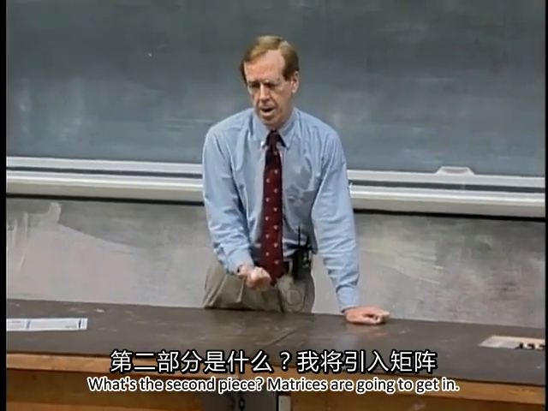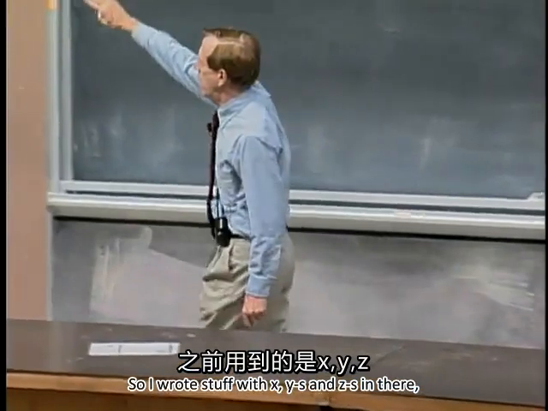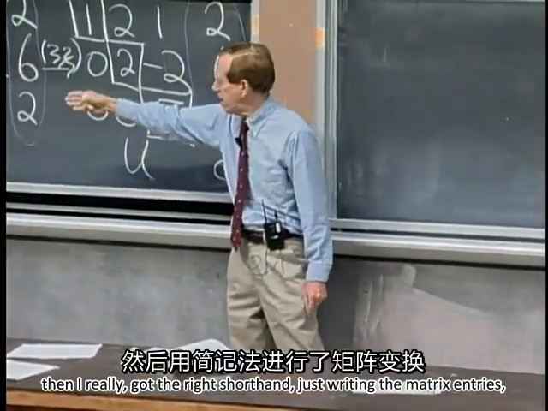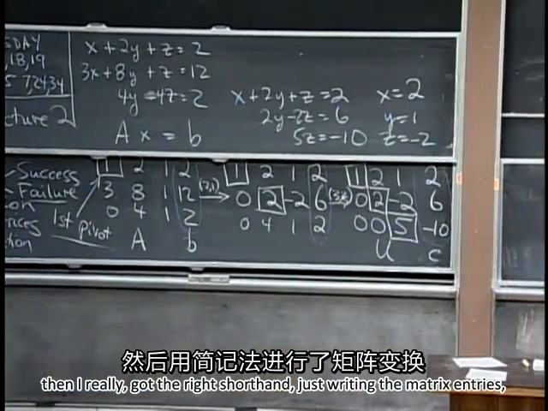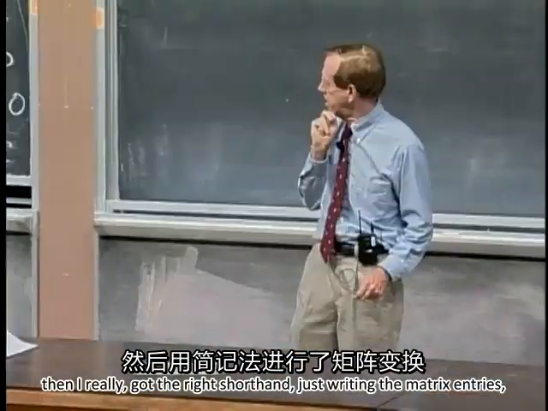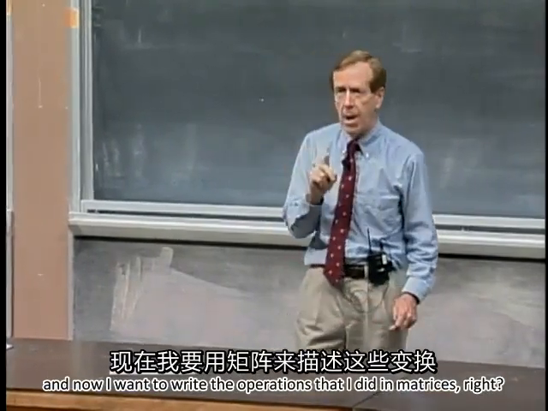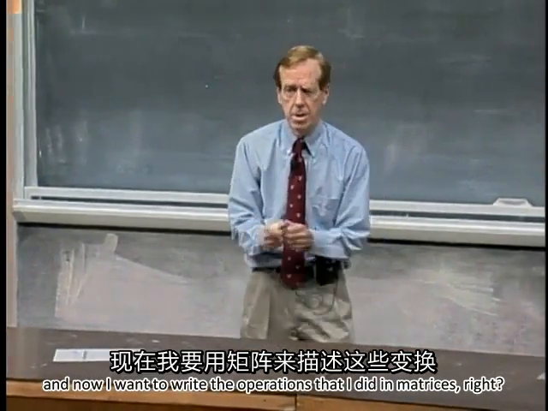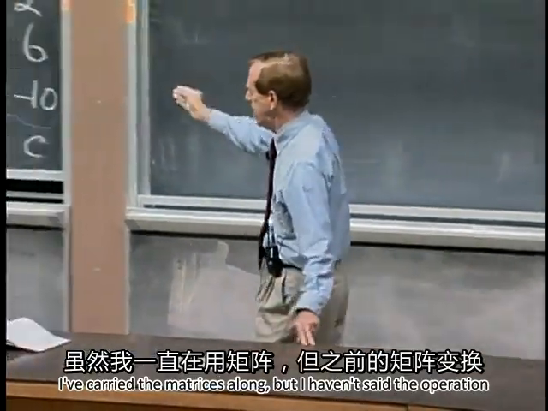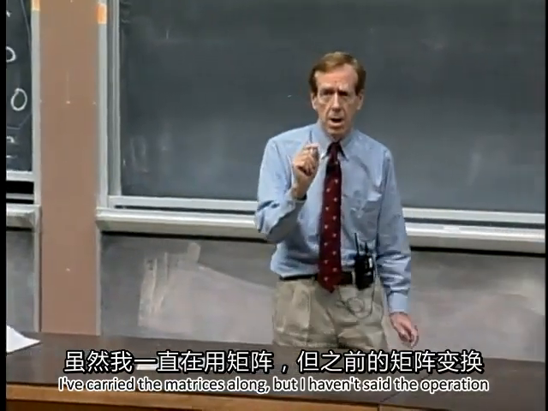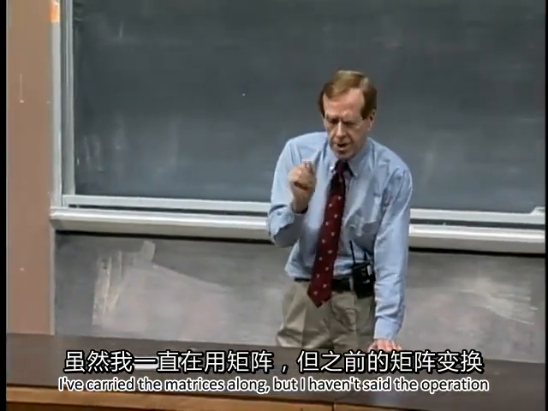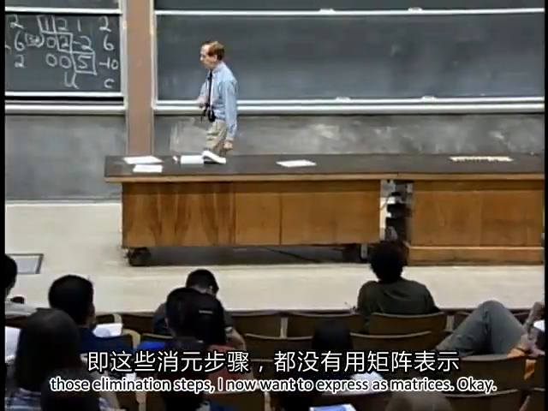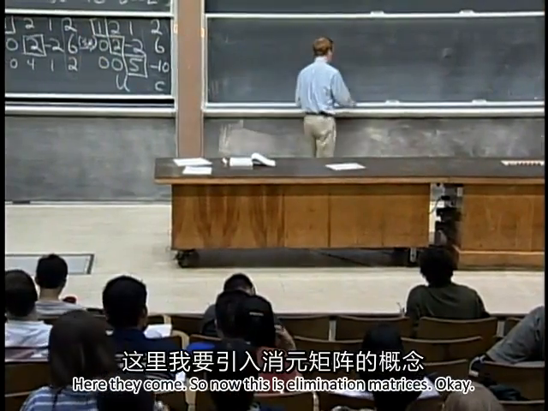Matrices are going to get in. So I wrote stuff with x's, y's, and z's in there. Then I got the right shorthand, just writing the matrix entries. And now I want to write the operations that I did in matrices, right? I've carried the matrices along, but I haven't said the operation. Those elimination steps, I now want to express as matrices. Okay, here they come.